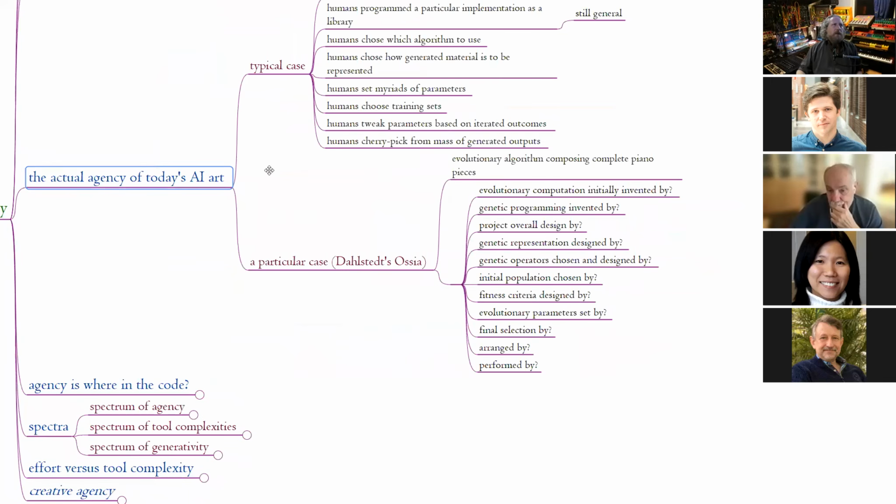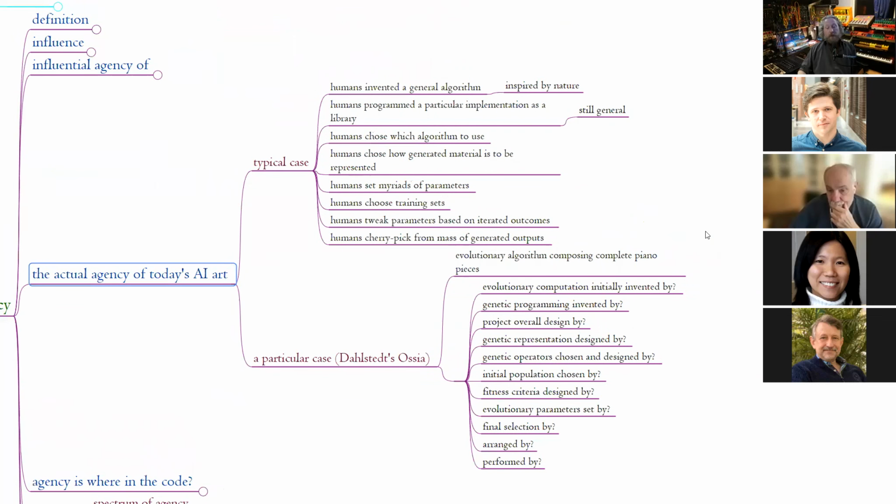So if we look at today's typical AI, or the well-known AI art projects, there are so many ways to do this, but just to choose something as an example, the Van Gogh paintings, etc. There is some human who invented a general algorithm, in some cases inspired by nature, you know, artificial neurons or evolution or something like that. Some human or humans programmed a particular implementation as a library, or published it as pseudocode or whatever. It's still very general, and they had no contact with you who actually will implement this artwork, but they still did something. They created a tool that you will use.